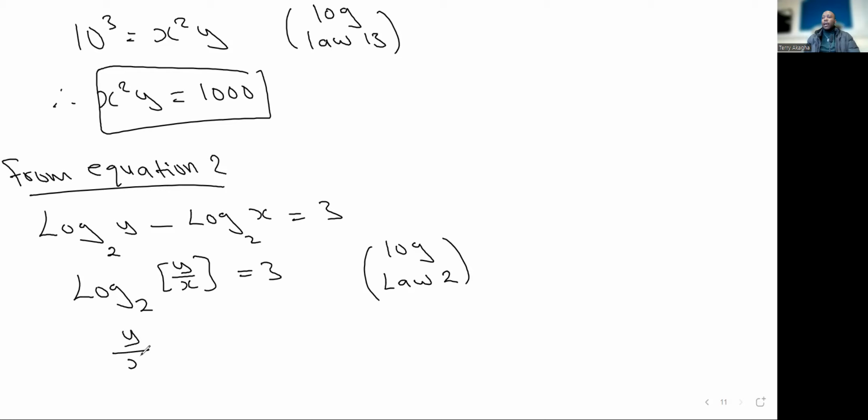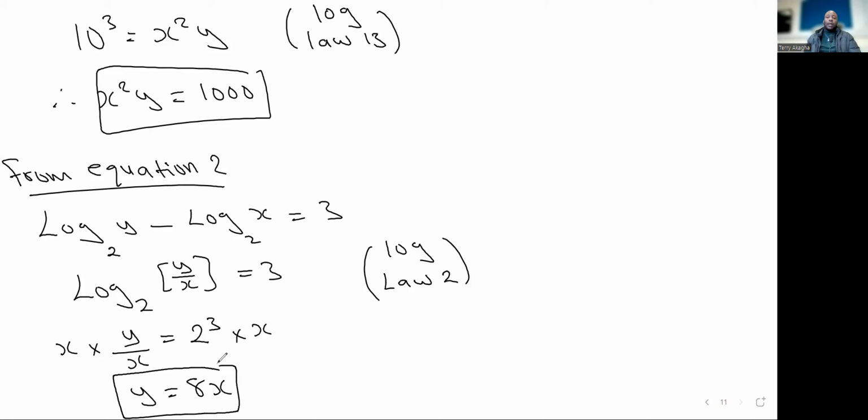So y divided by x is going to give us 2 raised to the power 3. To get rid of this x, I'm going to multiply both sides by x. And y will be equal to 2 raised to the power 3, which is 8, and that will give us 8x. So we've gotten that.